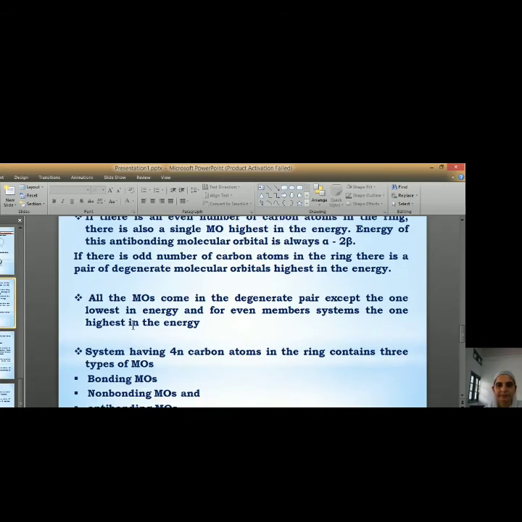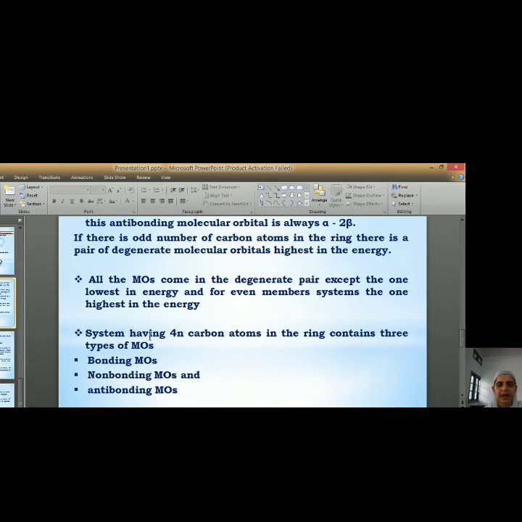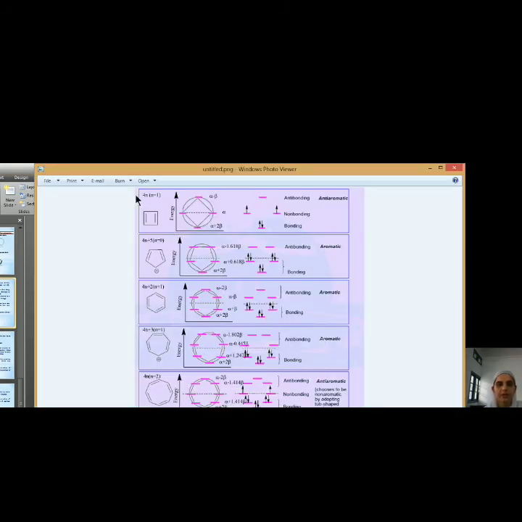Next one is: a system having 4n carbon atoms in the ring contains three types of MOs, that is bonding MOs, non-bonding MOs and anti-bonding MOs. Now in case of the 4n system we have bonding, non-bonding and anti-bonding. In this case we have bonding, non-bonding and anti-bonding orbitals.